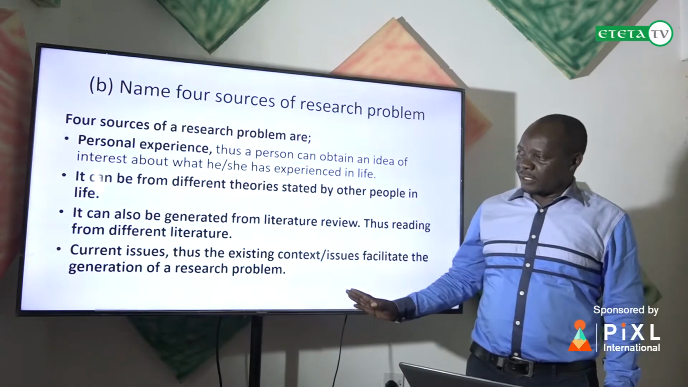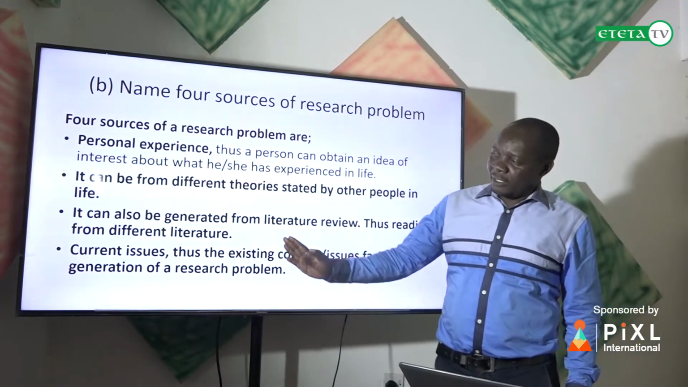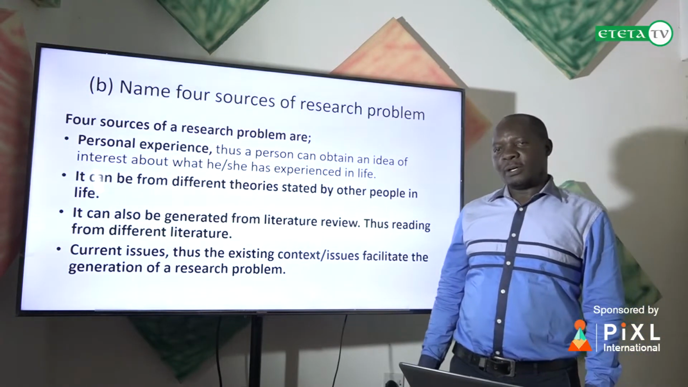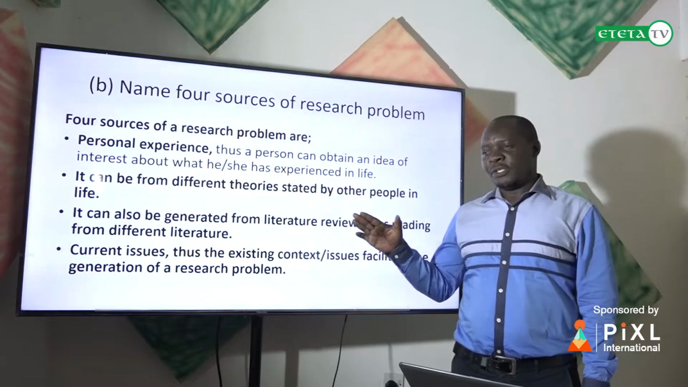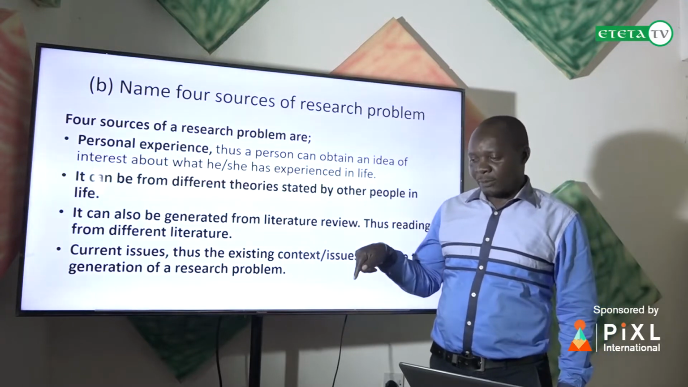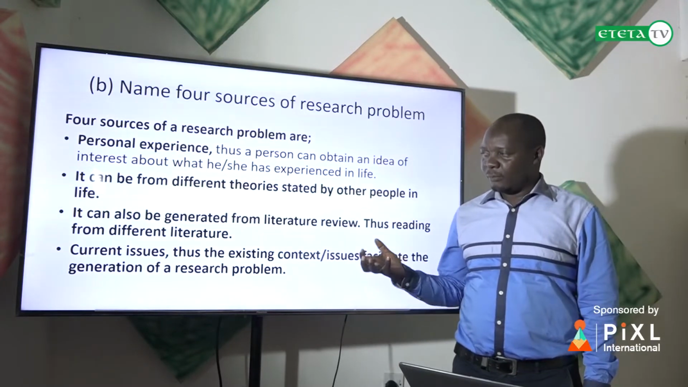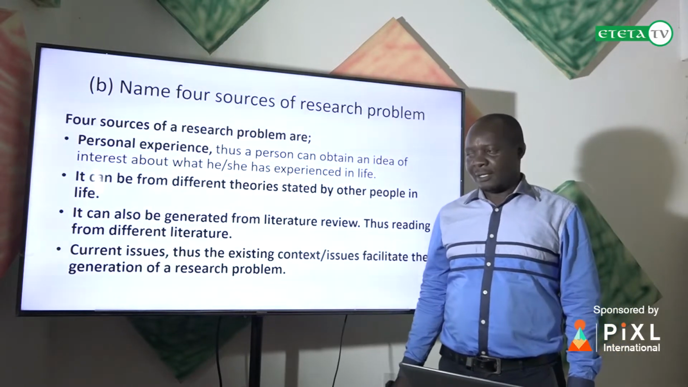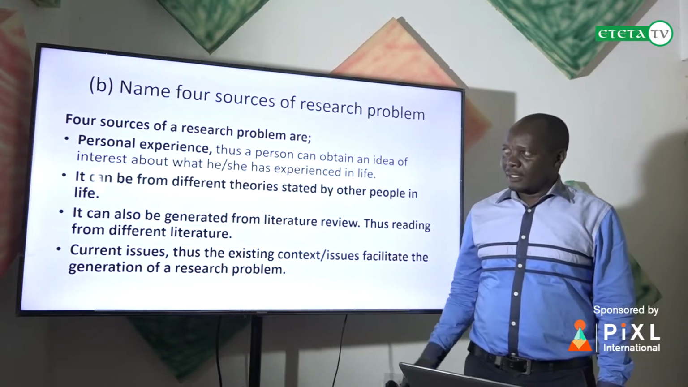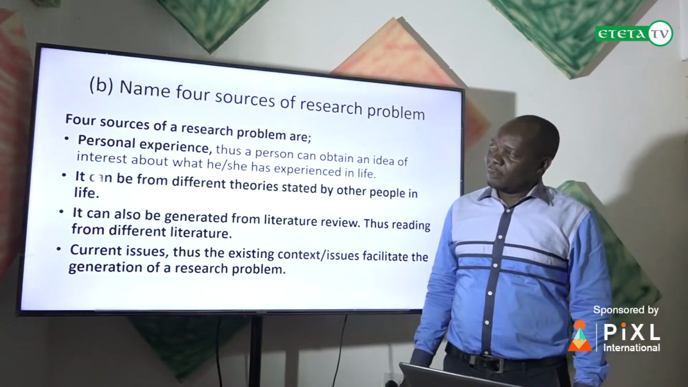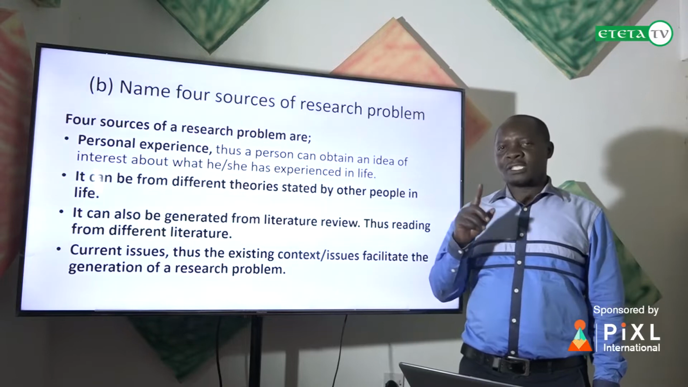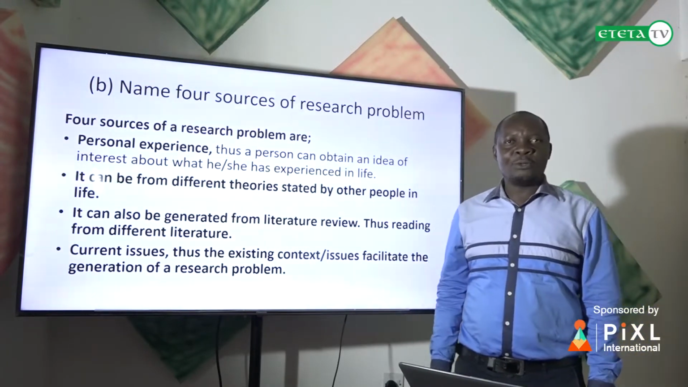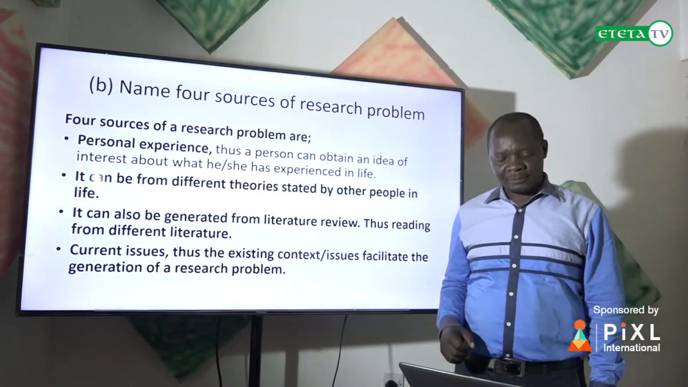Number 4, it can come from current issues. A research problem can be generated from current issues. That is, what is more dominant in the environment can give a person room to conduct a study from that situation. So this is part B of the question. As a student, if you were to attempt it this well, you would score top marks.